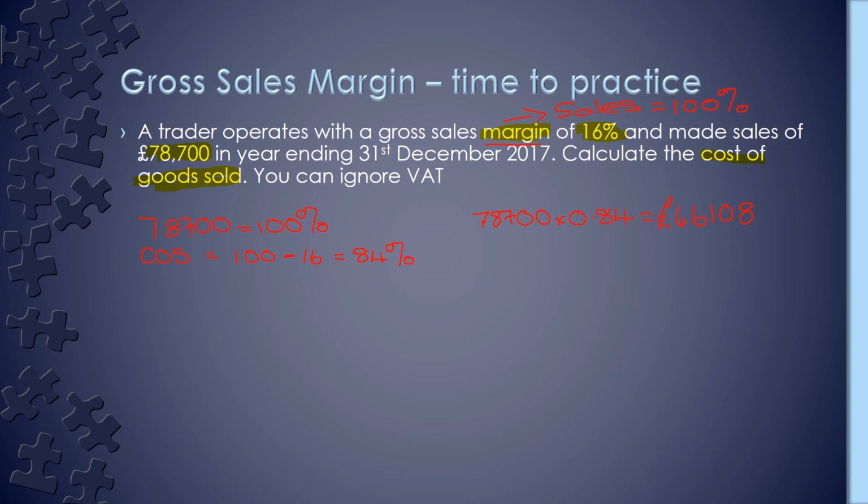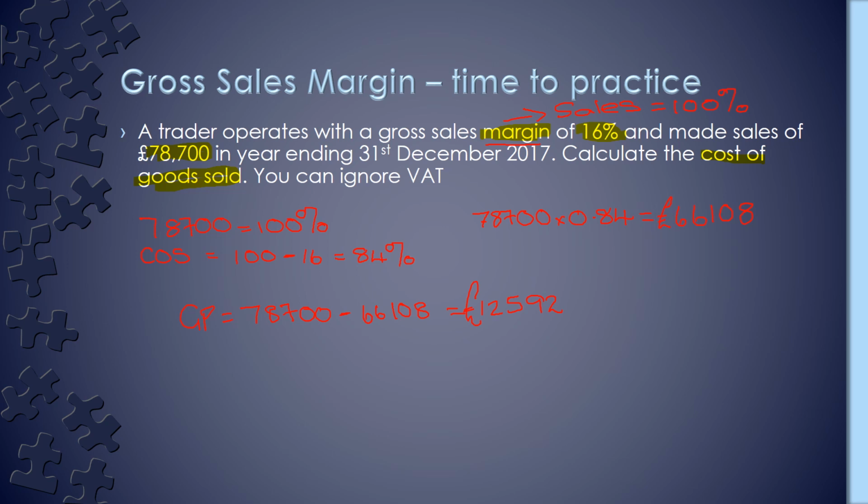Then we need to check that what we've done is correct. So we need to work out our gross profit, which will equal 78,700, which is our sales, less our cost of sales. Gross profit will always equal your sales minus the cost of sales. So we're minusing 66,108, which equals 12,592. And that is our gross profit in monetary terms.